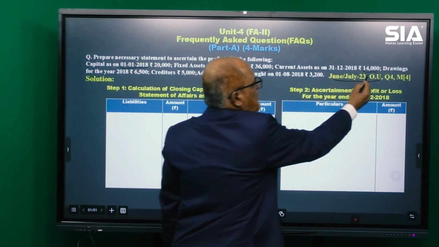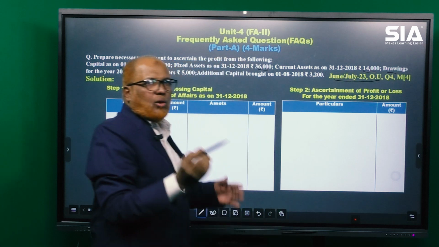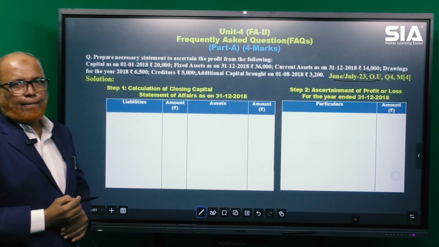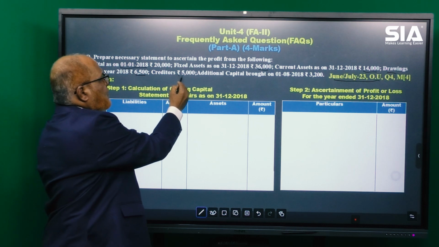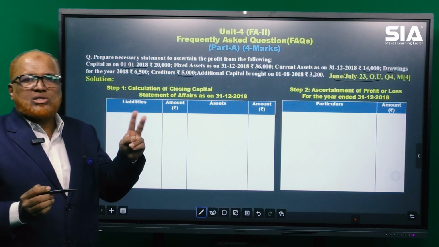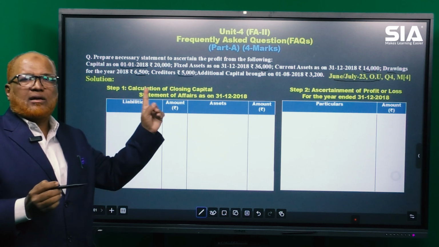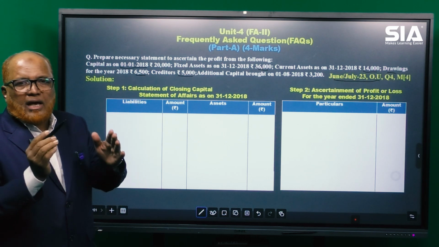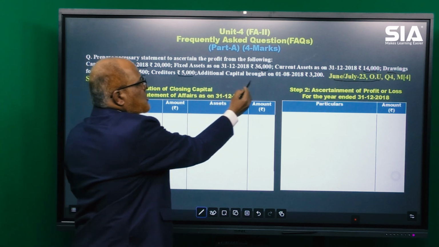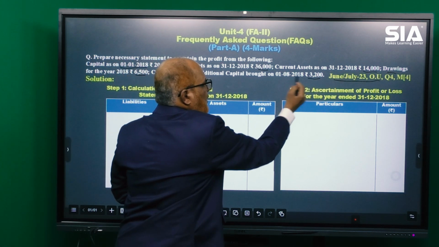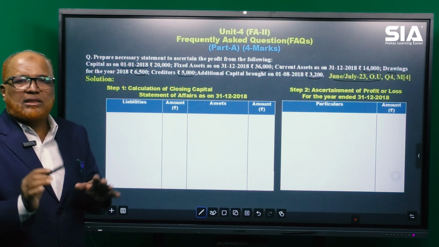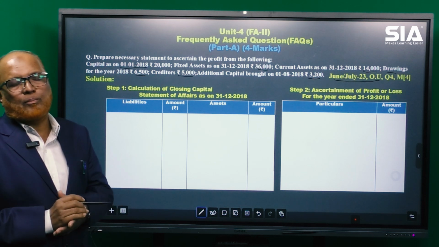Now drawings during the year. During the year, the owner has made some personal drawings of 6,500. Creditors at the end of the year, 5,000. This is the liability. Now we are given two assets, fixed assets and current assets, and one liability, creditors. So assets minus liability, you will get the capital. Then additional capital introduced during the year on 1st August 2018 is 3,200. This is the content given in the problem.